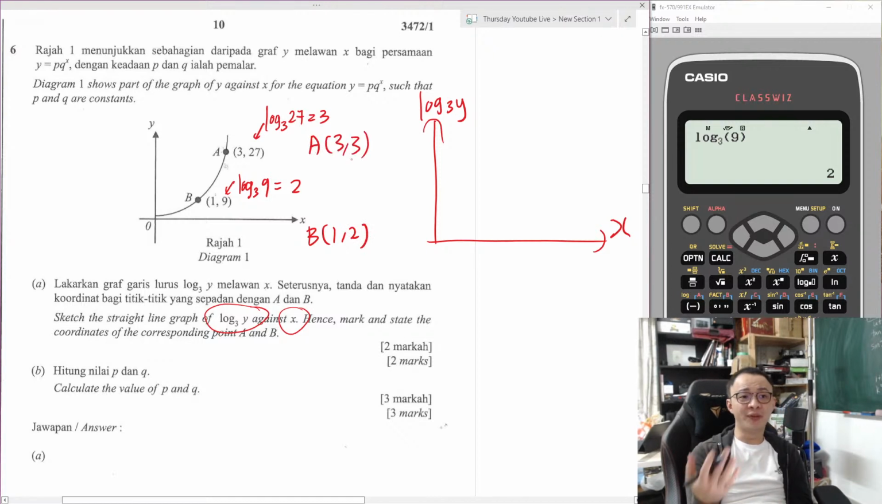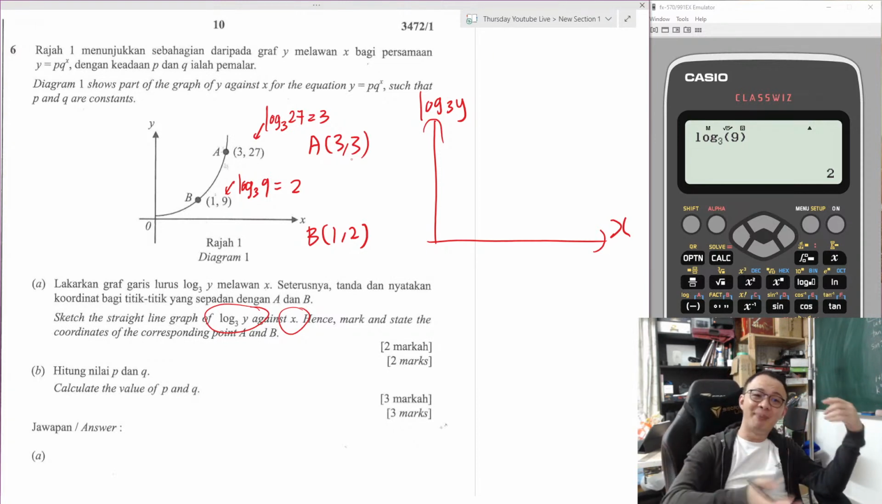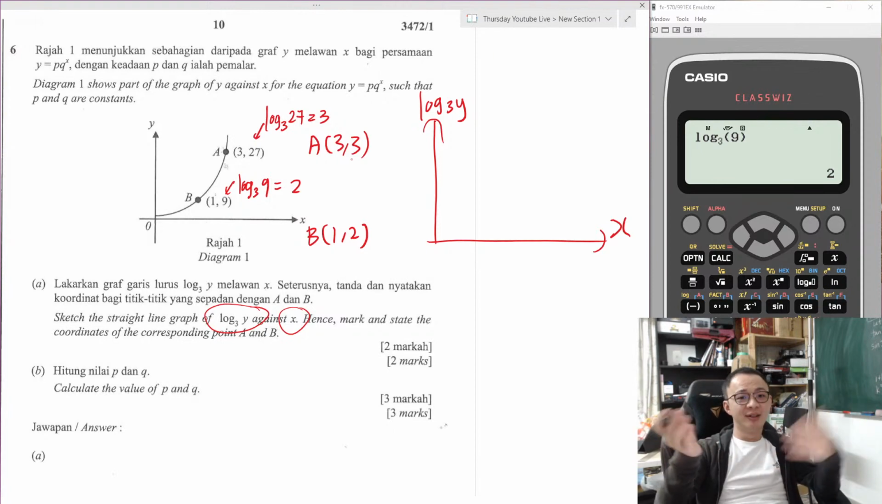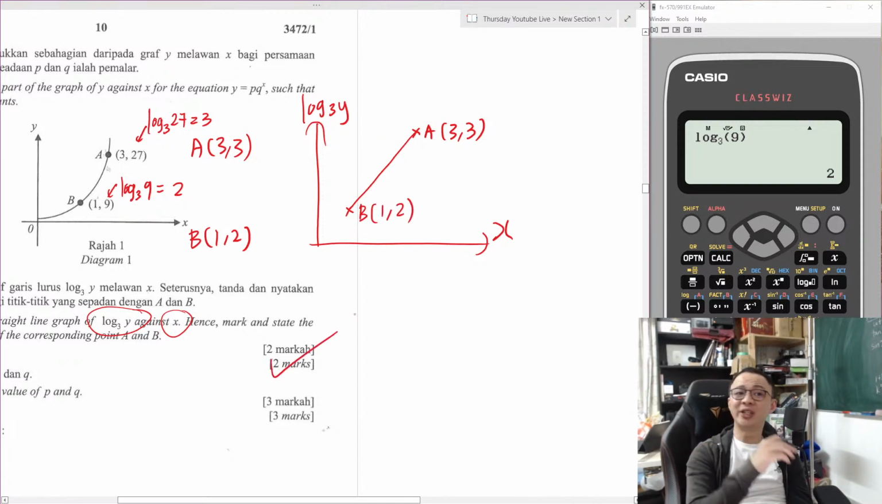So I need to plot both of these. After I plot these two coordinates into my graph, it becomes linear. This is the purpose of doing the linear law. We want to make the curved line become a straight line, become linear. So I'm going to randomly plot the B and A here. It doesn't matter, just to have some idea. This is my A, this is my B. So this is (3, 3), and this is B (1, 2). Like this you get 2 marks. First, you understand the change of the coordinates after the linear law happened. Second, you understand it is a straight line.